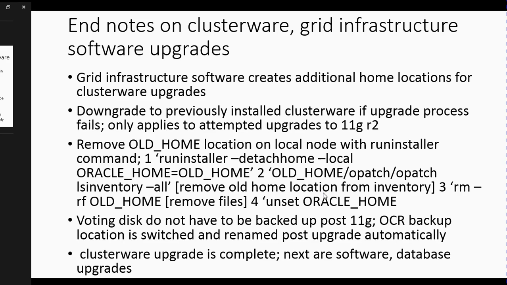And in terms of the voting disk and the OCR, the voting disk does not have to be backed up post 11g. I'm assuming there's probably going to be a copy of it, and that's the reason why it doesn't have to be backed up. Previously, if your upgrade failed, that would be one of the pieces lost in the process. But post 11g, you don't have to have a backup copy of your voting disk.